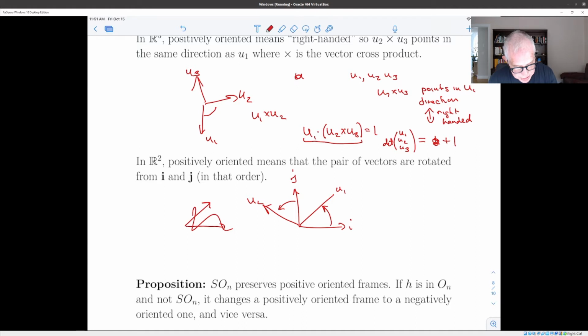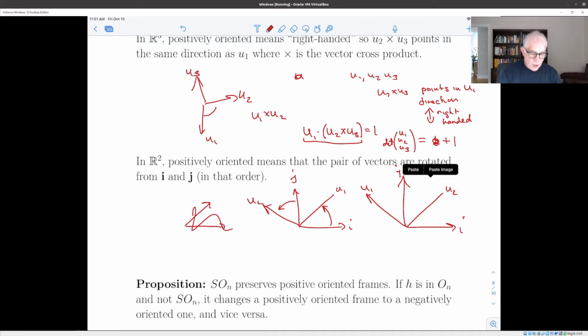Notice that if we switched u1 and u2, here's i and j in the plane, if I put u2 here and u1 there, I can rotate the system to get i to u2 and j to u1, but I can't get i to u1 and j to u2 without a reflection. If I were to rotate i to u2 and j to u1 and then reflect, I can get them into the right order.